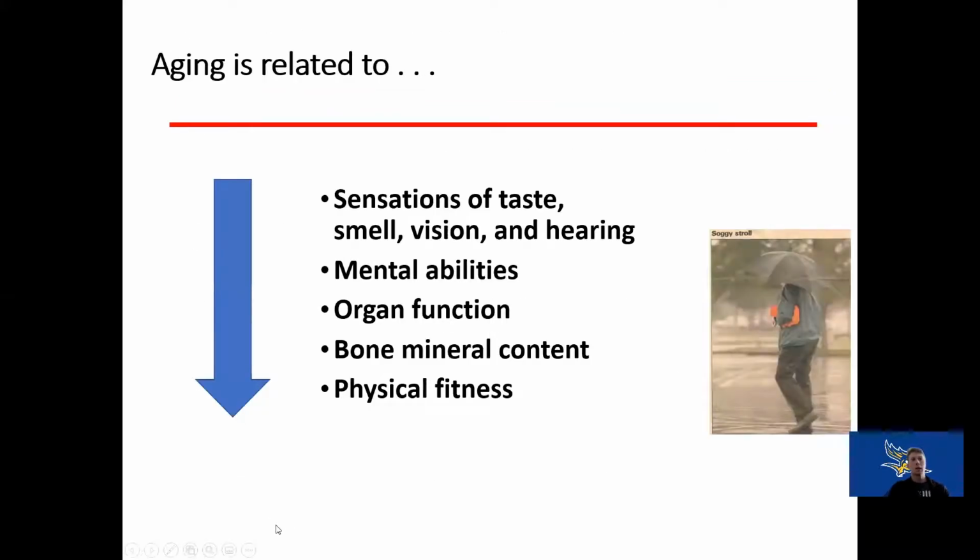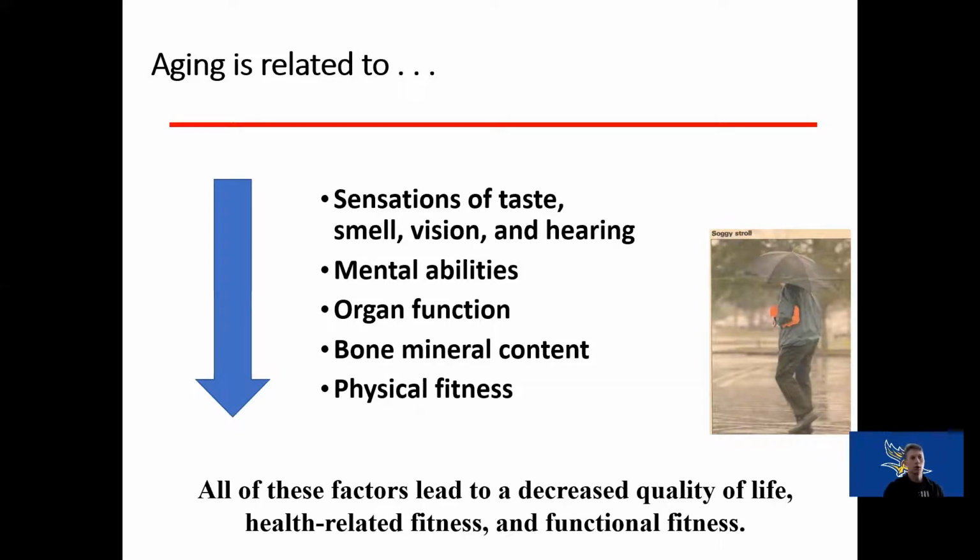Okay, because this is important to start, because as an individual ages, function goes down. Okay, so all of these factors like sensation, mental abilities, organ function, bone mineral density, and physical fitness all relate to a decreased quality of life if we're lowering their performance. So by improving these fitness components, we can stave off those kind of age-related decrements in quality of life.